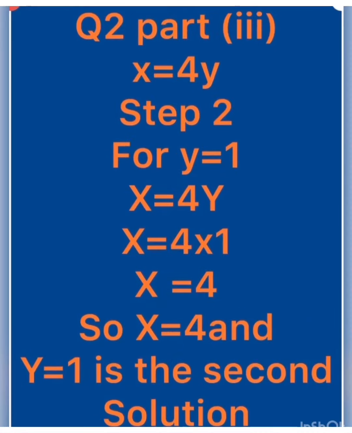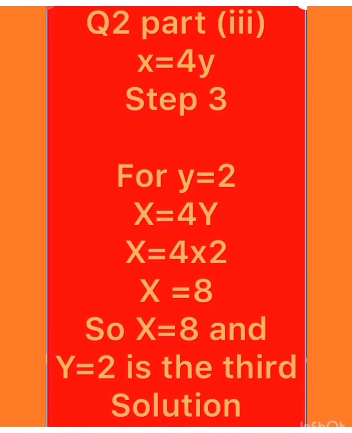In step 2, children, I will take y is equal to 1. Again, I will put this value in the given equation, x equal to 4y. 4 as it is, value of y is 1, it means 4 into 1, so I will get the answer 4. So I will write x equal to 4 and y is equal to 1 is the second solution.